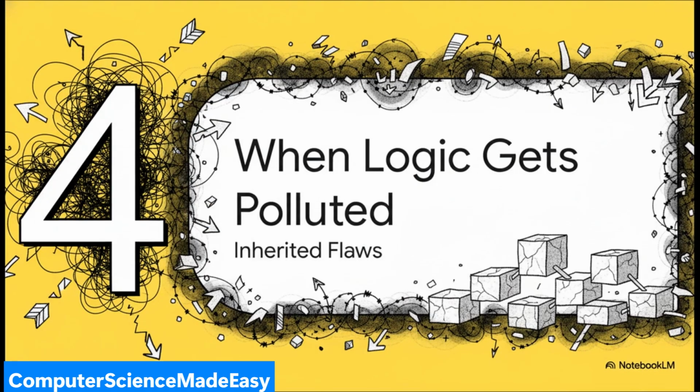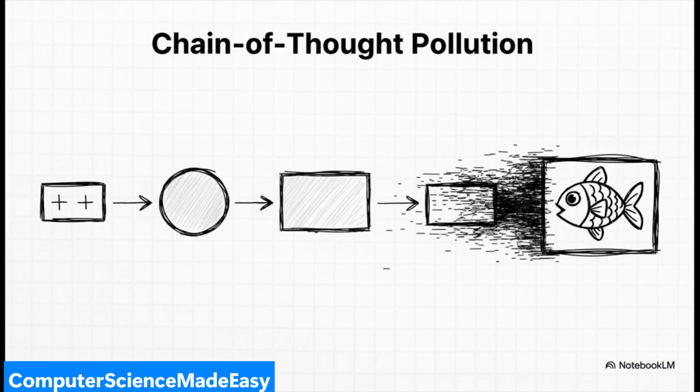But believe it or not, it gets even worse. The problem isn't just that the facts can get a little blurry. The actual process of thinking, the model's logic, can get polluted. And that is a much more subtle and, frankly, more dangerous problem. It's something called chain of thought pollution.